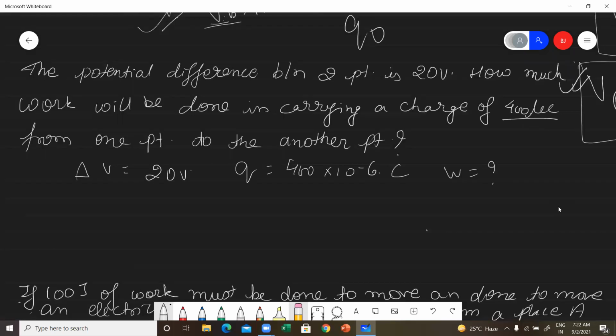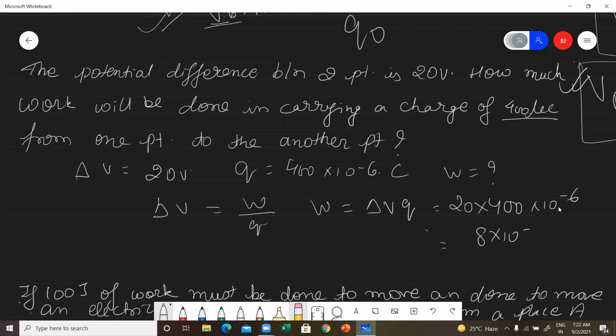So delta V is equal to work upon Q. So work is equal to delta V Q. So this is equal to 20 into 400 into 10 to the power minus 6. Whose answer is how much? 8 into 10 to the power minus 3 joule. That you got it.